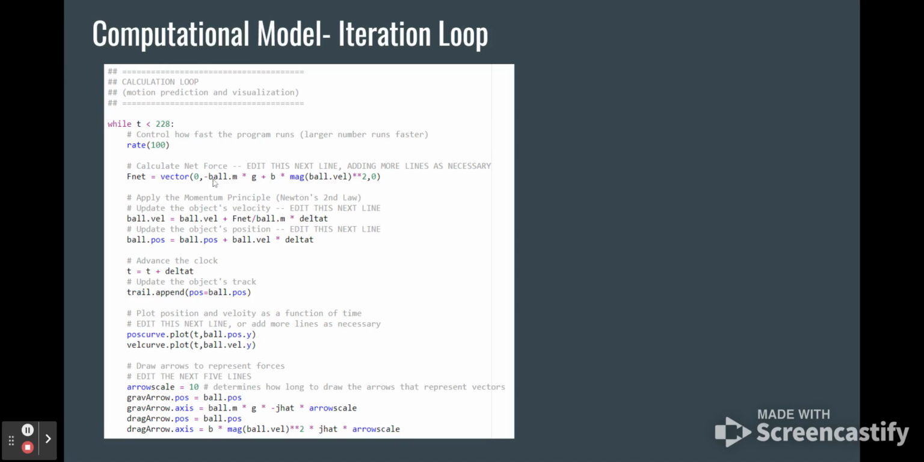So here's my iteration loop. I applied the velocity update and position update formulas. I also said that the net force is equal to the gravitational force plus the drag force.